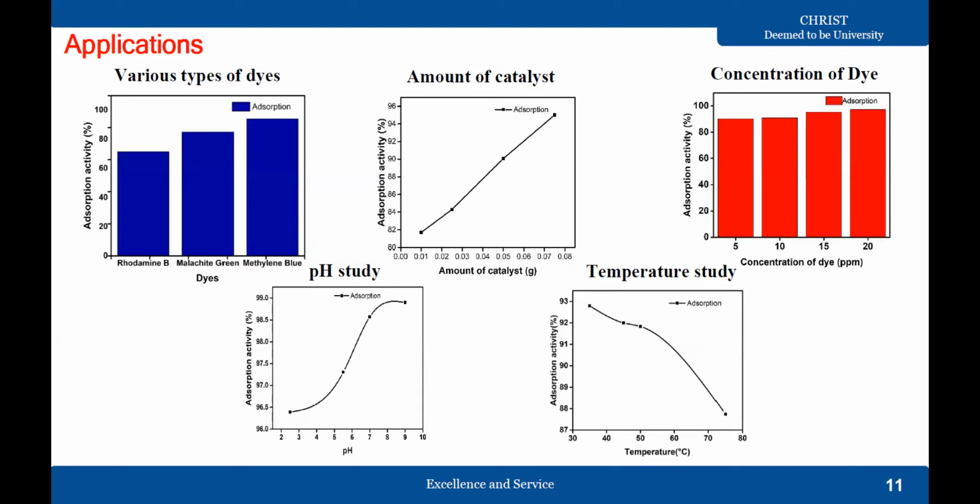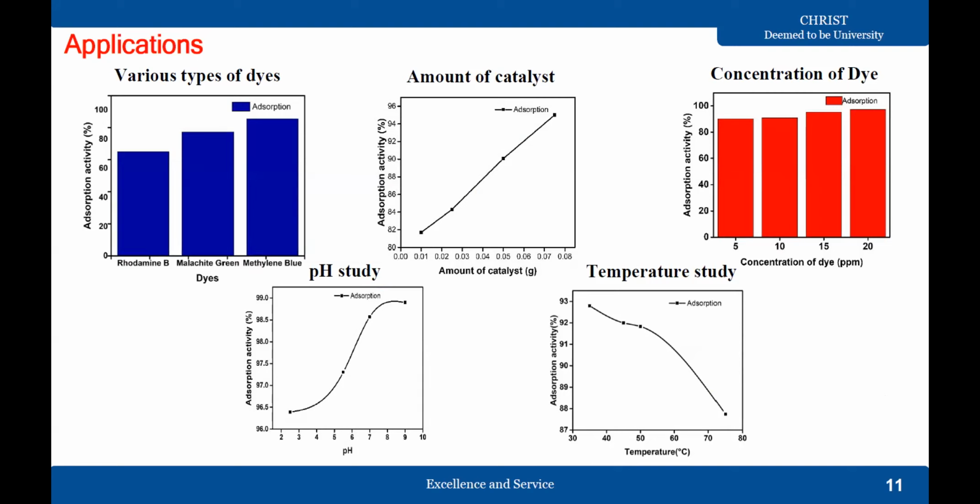So at lower pH, the H plus ion concentration is high. That disrupts the bond between the dye and the catalyst. That's why adsorption was better at a higher pH. As temperature increases, the adsorption decreases. This is due to the increase in the kinetic energy of the molecules. So that leads to desorption process.